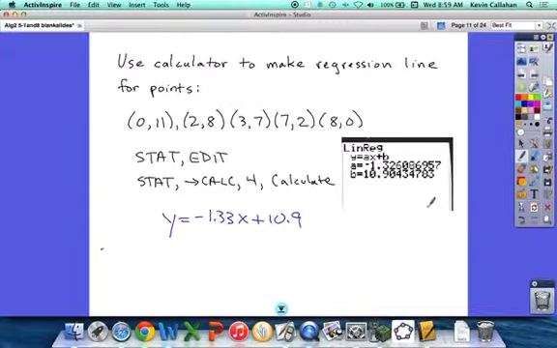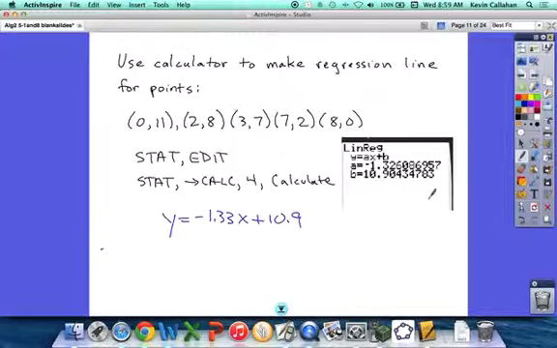You don't want to write down all those digits there. I did 2 decimal places there. I could have done 10.90, but it's the same thing as 10.9. Okay, so this now is not the only line that goes through those points. It's just the best line. It minimizes all the errors.